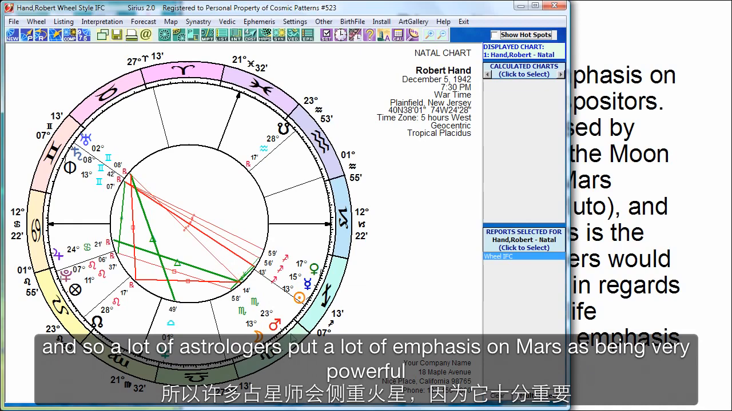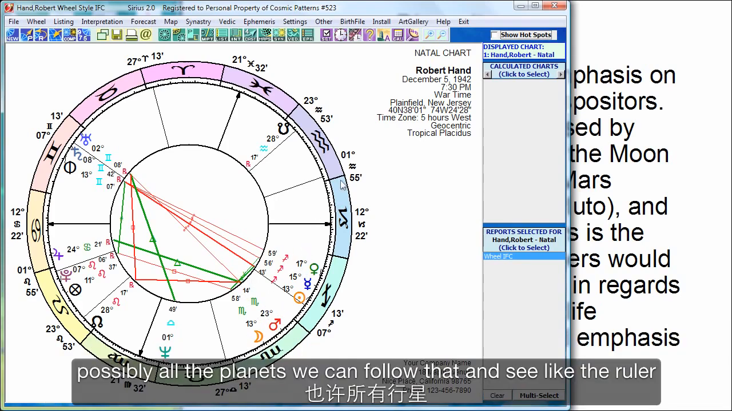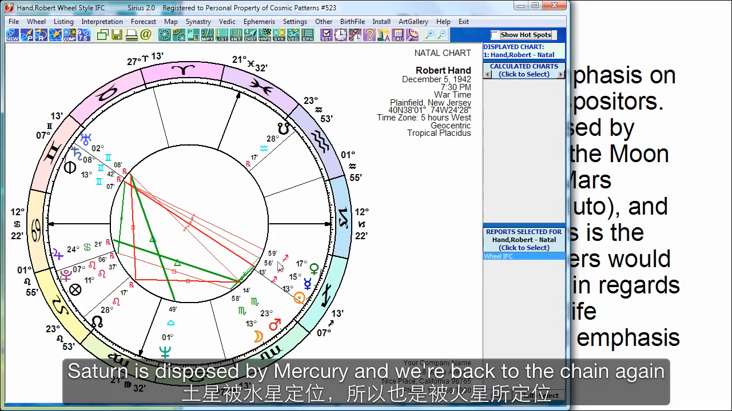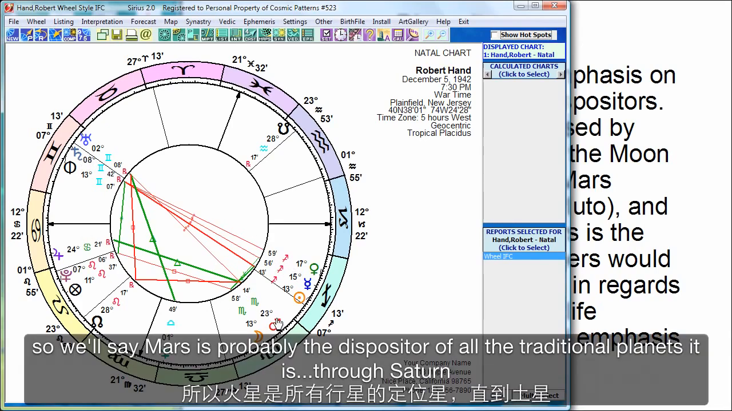And so a lot of astrologers put a lot of emphasis on Mars as being very powerful, a force behind the chart, this Mars in Scorpio, because it's a final dispositor of several planets. Possibly all the planets. We can follow that and see, like, the ruler Saturn is disposed by Mercury, and we're back to the chain again. So it looks like Mars is probably the dispositor of all the traditional planets, it is, up through Saturn.